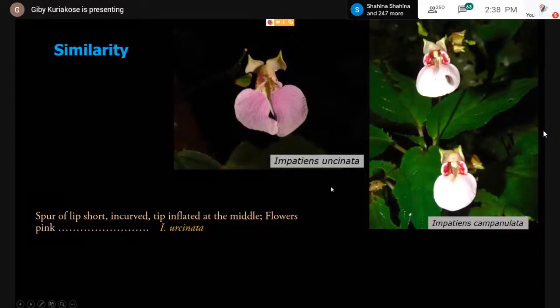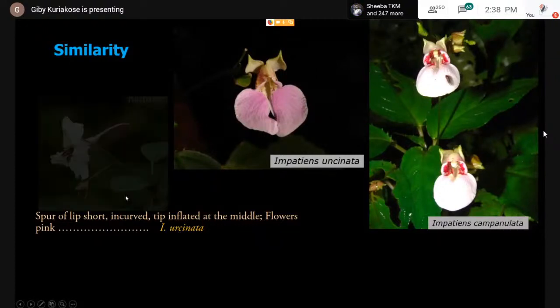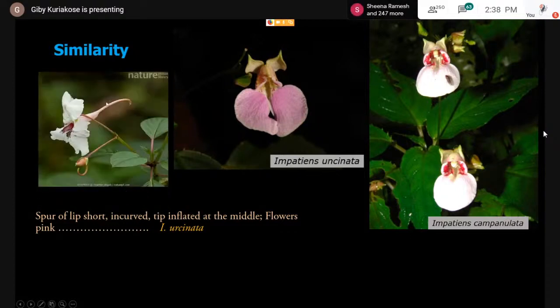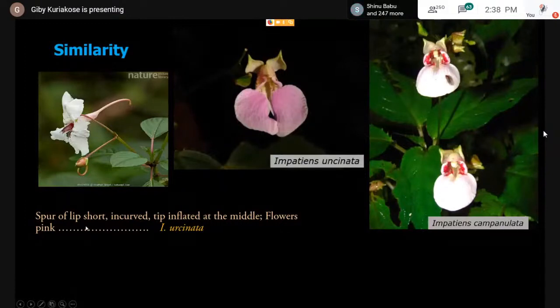One is Impatiens uncinata, another one is Impatiens campanulata. In Impatiens uncinata, not arcinata, uncinata, spur of lip short. And for those who don't know what is spur, this is the spur. This is the spur of Impatiens flower. I haven't got the spur of this particular plant or this particular flower.